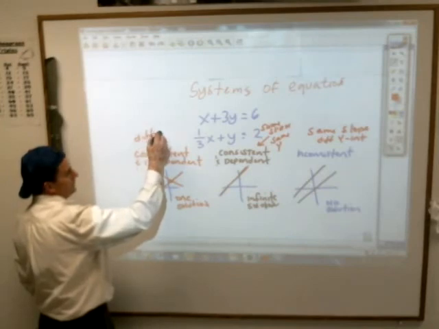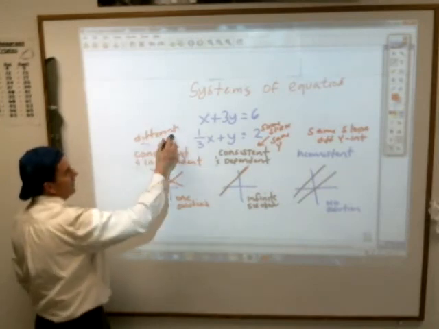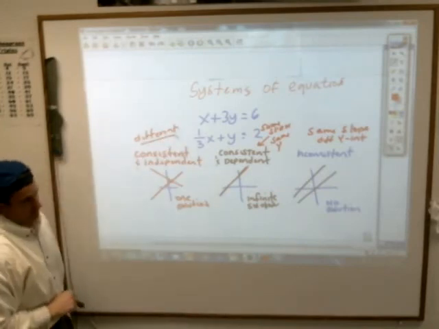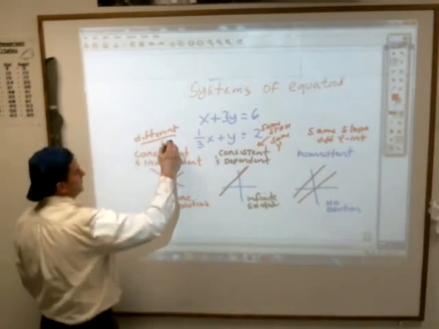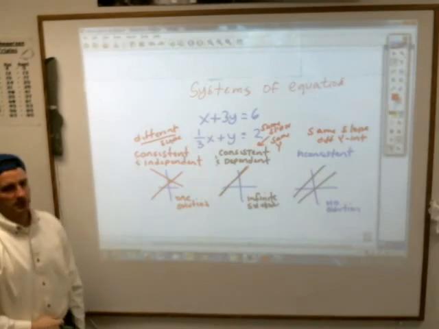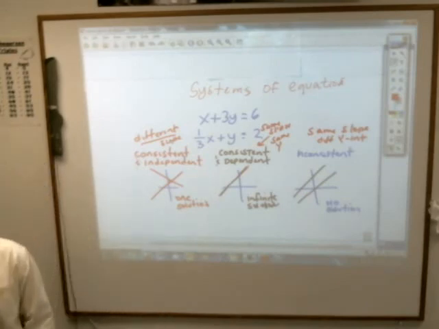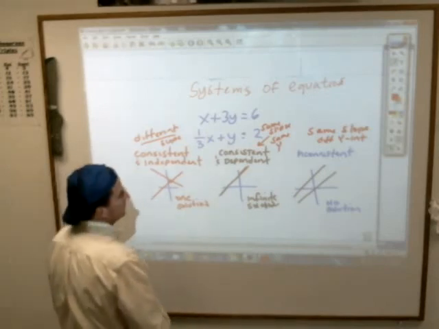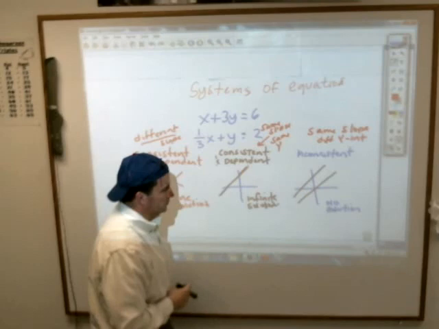If you have 2 lines that have different slope, they will cross eventually. You know, it might be miles and miles down the road, but if something has different slopes, somewhere along the line, they are going to cross. It might not be on your piece of paper, but somewhere they will.